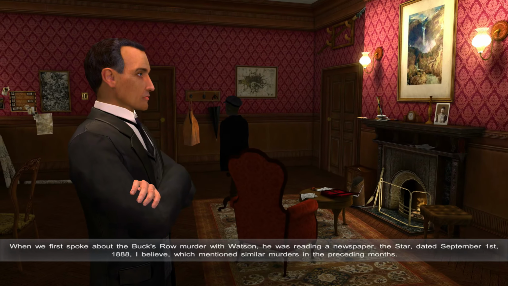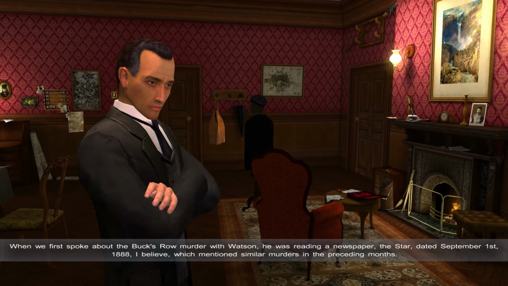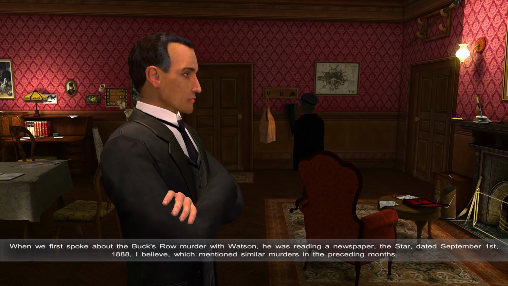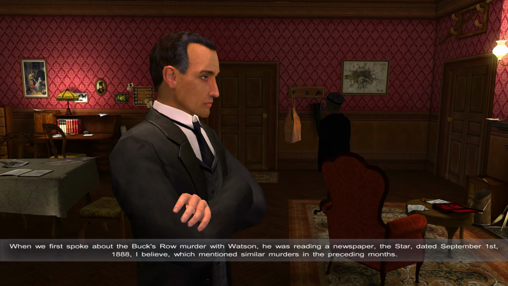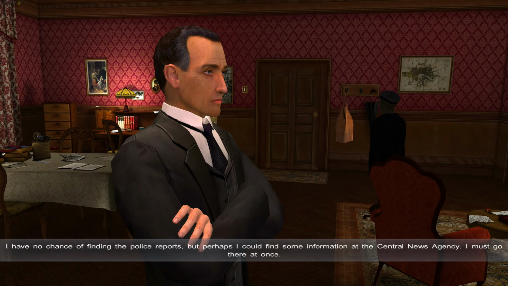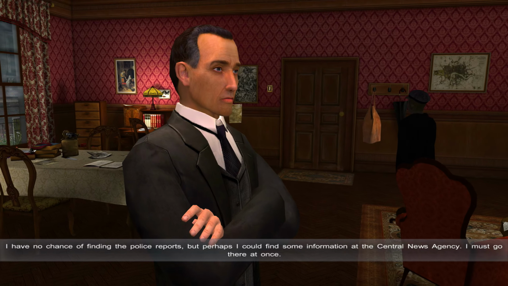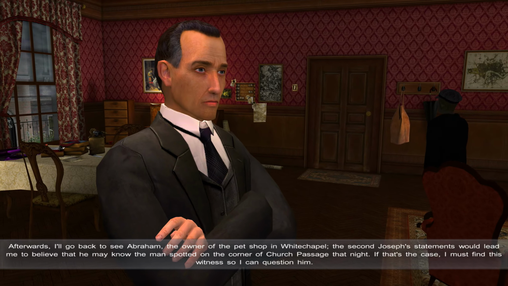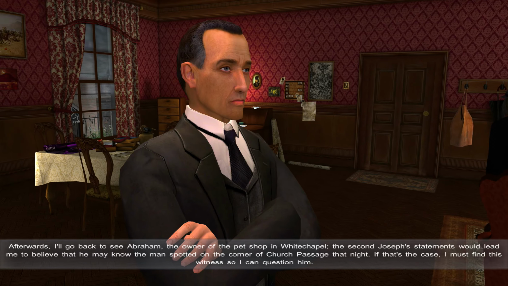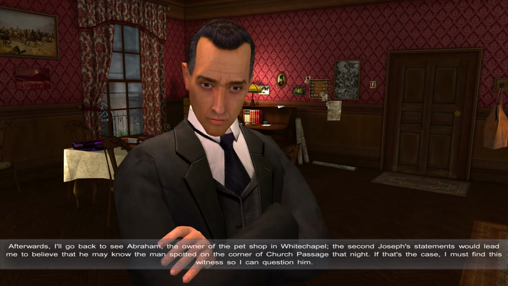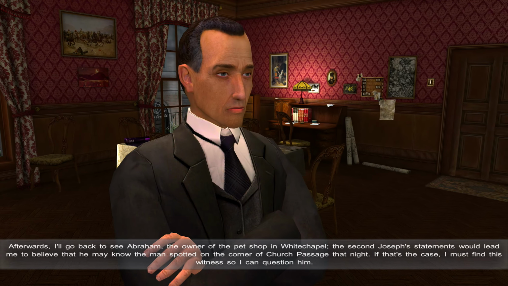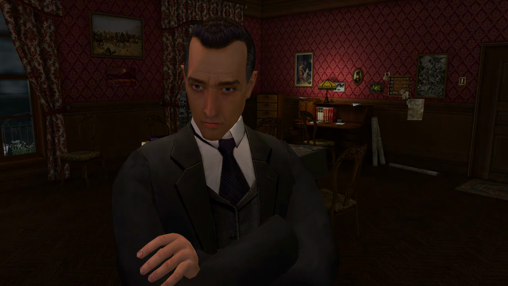When we first spoke about the Bucks Row murder with Watson, he was reading a newspaper, The Star, dated September 1st, 1888, I believe, which mentioned similar murders in the preceding months. I have no chance of finding the police reports, but perhaps I could find some information at the Central News Agency. I must go there at once. Afterwards, I'll go back to see Abraham, the owner of the pet shop in Whitechapel. The second Joseph's statement would lead me to believe that he may know the man spotted on the corner of Church Passage that night. If that's the case, I must find this witness so I can question him.